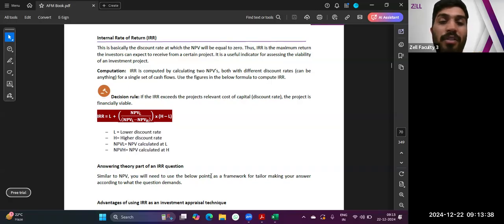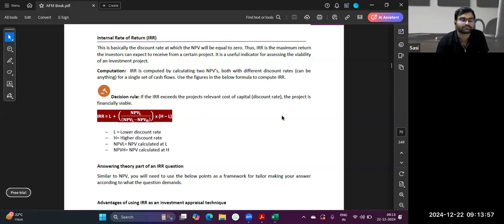Okay. How do you calculate an IRR? IRR is nothing but L plus, where L means the lower discount rate, NPV at lower divided by NPV at lower minus NPV at higher, into H minus L. Clear? Any questions, guys?